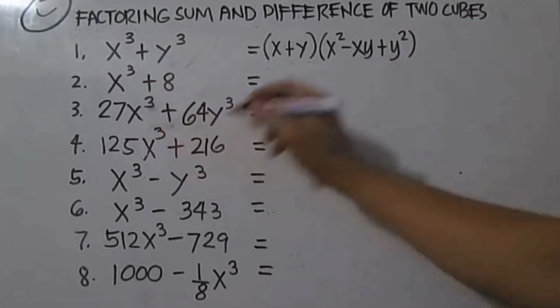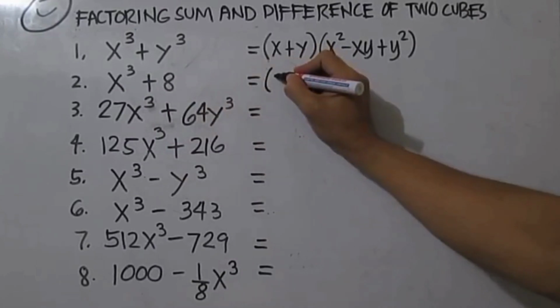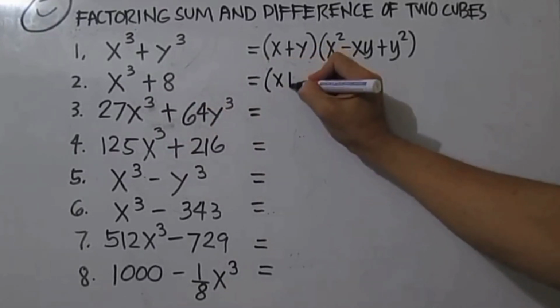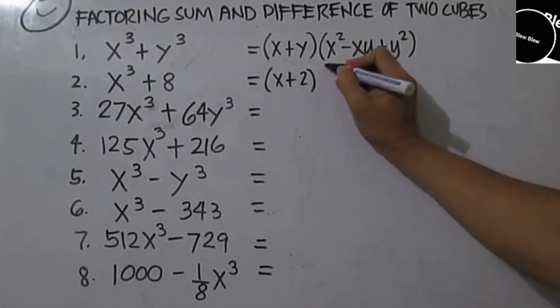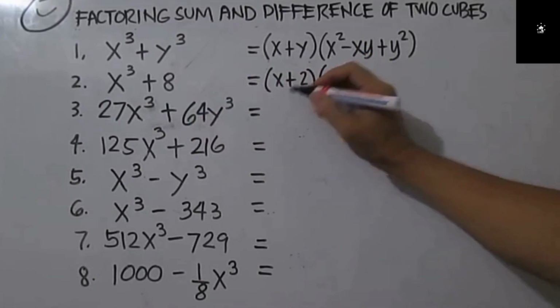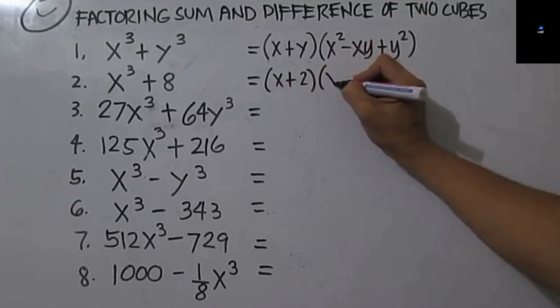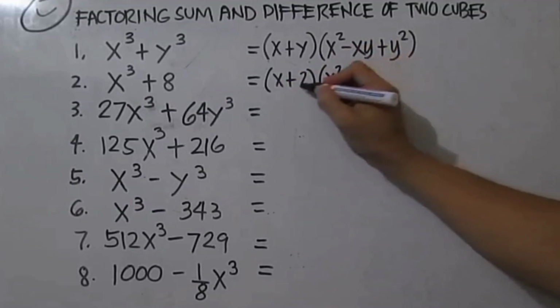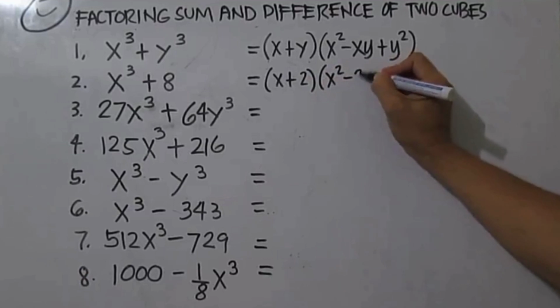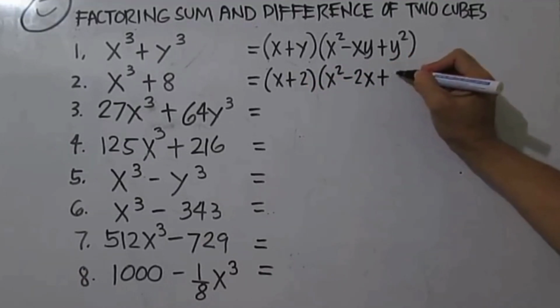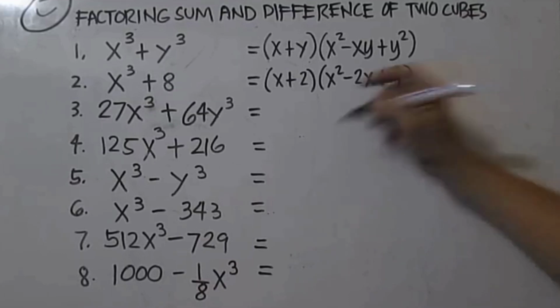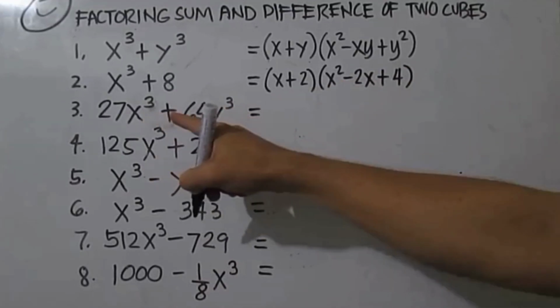For item number 2, the same process. Cube root of x cubed, that is x, plus the cube root of 8, that is 2, because if you multiply 2 three times by itself, that's 8. Now, square the first term, that is x squared. Multiply 2 times x, that's 2x, use the opposite sign, so negative 2x. Then plus 4, square the last term. Now, let's move on to item number 3.